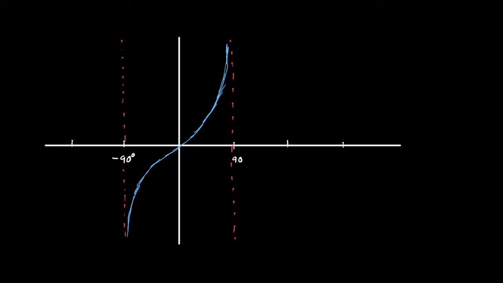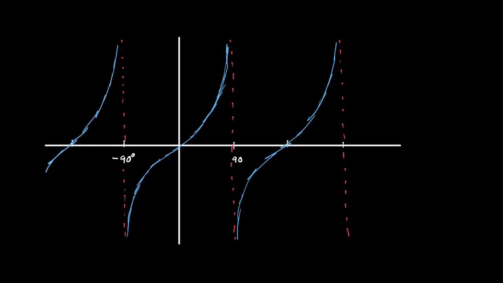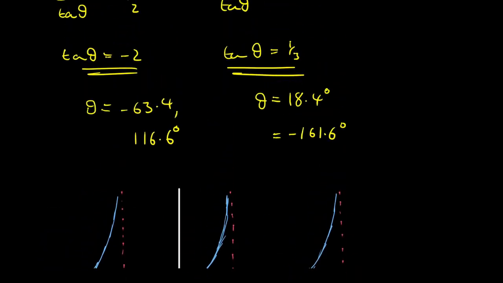And essentially this wave repeats every 180 degrees, right? So the period of the tan wave is 180, unlike the period of the sine and cosine, which is 360. So this guy kind of comes up like that, and over here, right, like that. Okay, now then, we are asked to solve where tan theta is equal to -2.